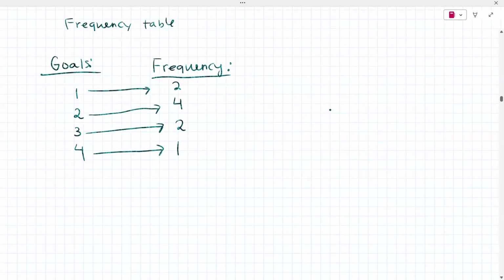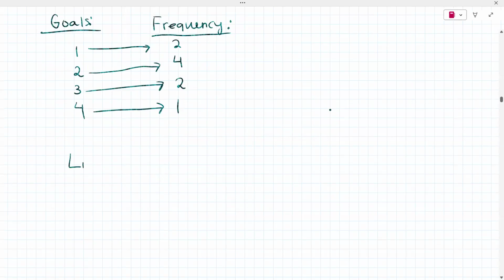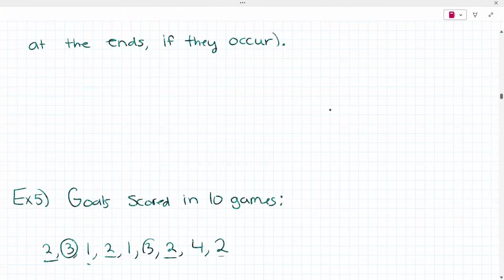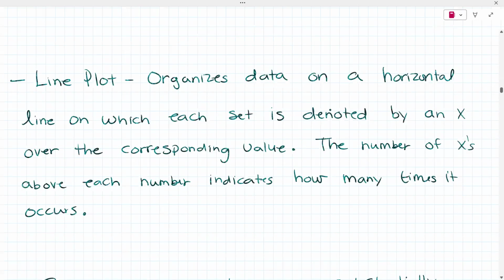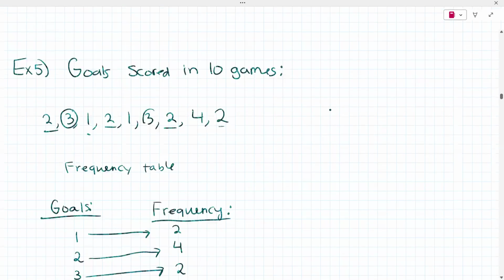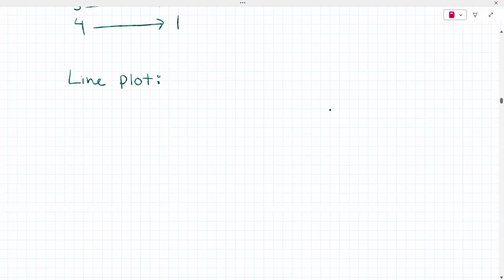Okay, and then let's make a line plot. How do you make a line plot? So the definition of line plot: a line plot organizes the data in a horizontal line on which each set is denoted by an x over the corresponding value. The number of x above each number indicates how many times it occurs. So it would look something like this. I don't think there's a vertical axis, just a horizontal axis. Okay, so here's 1, here's 2, here's 3, and here's 4.